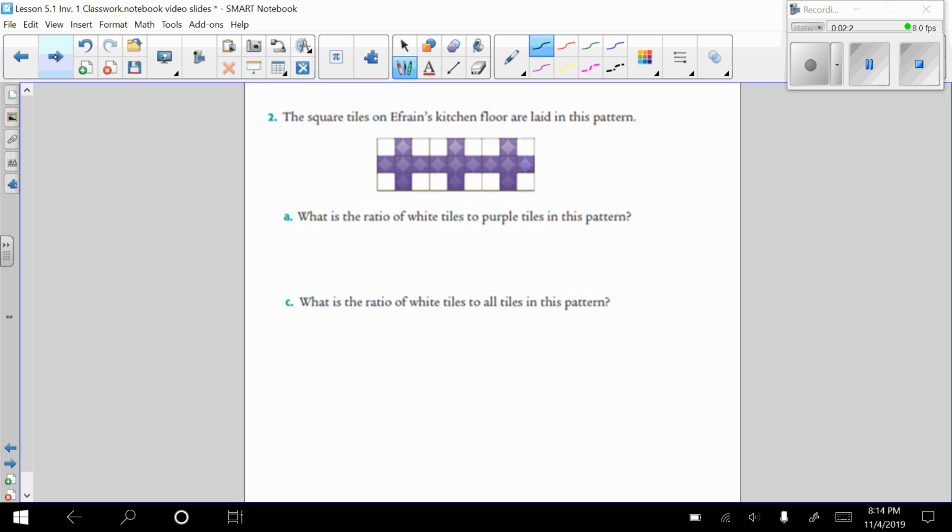Here's another one. Look at the square tiles. What is the ratio of white tiles to purple tiles in this pattern? Again, count up the number of tiles you have for each color. It looks as though we have 12 white tiles and 15 purple tiles. So the ratio would be 12 to 15. Again, you can write it in any way that you wanted to, as long as the 12 comes first.